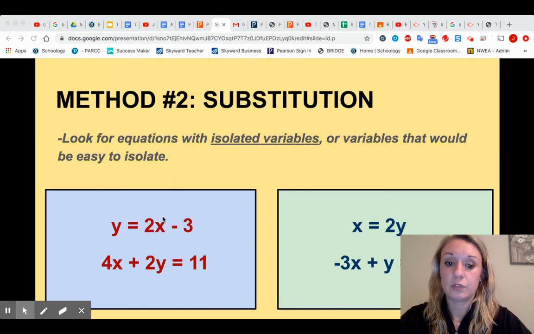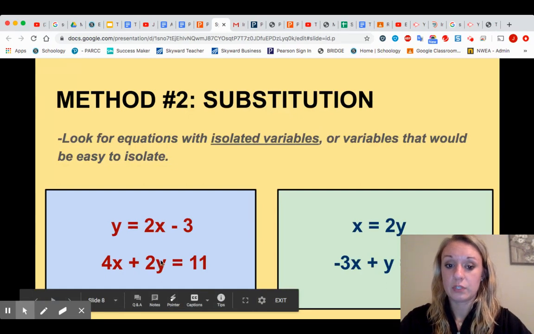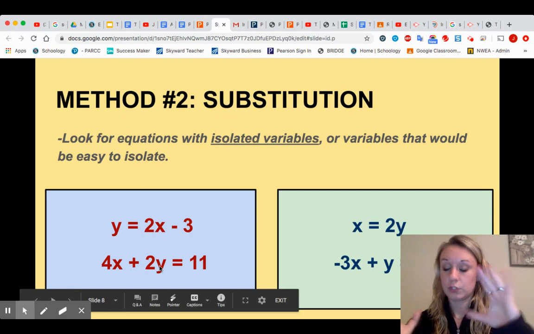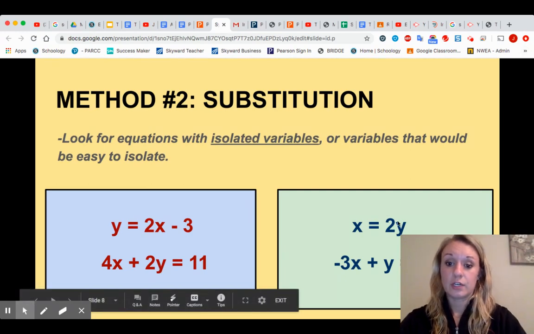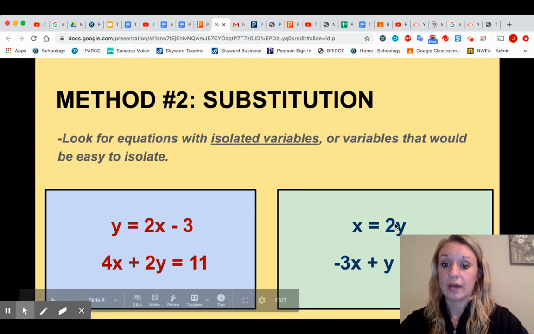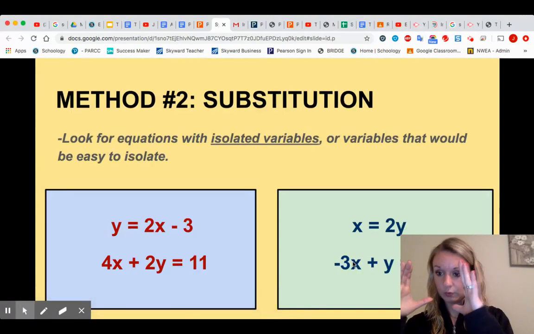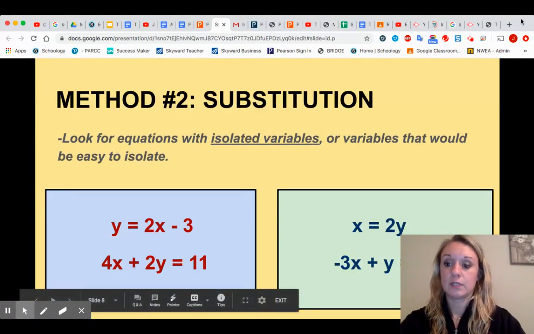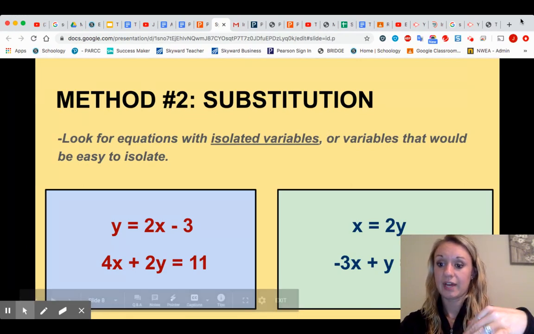So for example, you see that you've got y is equal to 2x minus 3. Wherever you see your y here, you're going to plug in 2x minus 3. And then you'd use distributive property to simplify, and you go on from there. In your second equation, you've got x is equal to 2y. And so wherever you see your x right here, you're going to plug in 2y. Then you'd have negative 3 times 2y, and you'd keep going. So essentially, you look for your variable that's isolated, plug it in where you see it, simplify, solve for that variable, substitute in again.